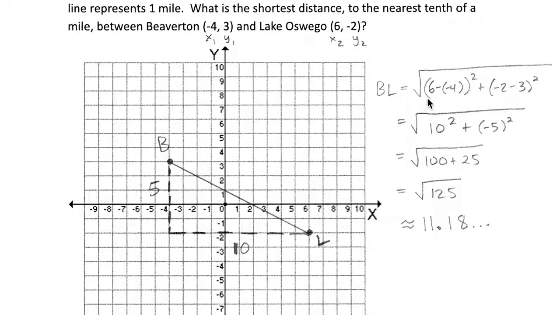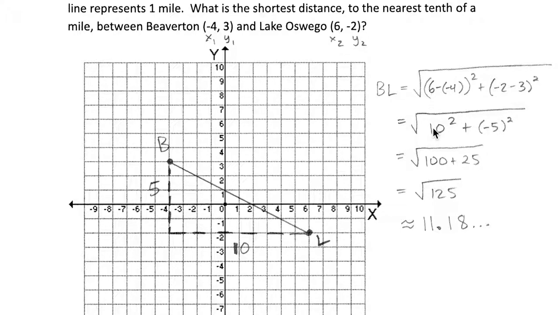PEMDAS is going to say to evaluate inside our parentheses first. So let's always work inside out here. So 6 minus -4 comes to +10. And -2 minus 3 inside the other parentheses is -5.